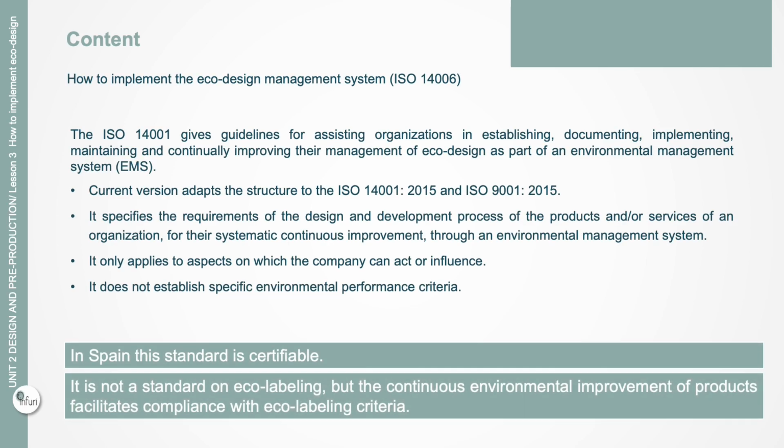This ISO gives guidelines for assisting organizations in establishing, documenting, implementing, maintaining and continually improving their management of eco-design as part of an environmental management system, EMS. Current version adapts the structure to the ISO 14001, 2015 and ISO 9001, 2015. It specifies the requirements of the design and development process of the products or services of an organization, for their systematic continuous improvement, through an environmental management system.